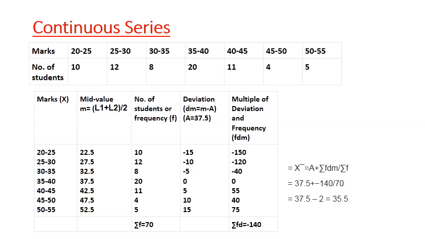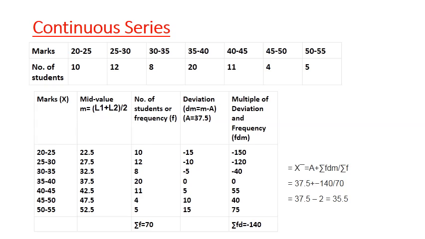20 into 0, 20. Sorry, 0. 11 into 5 it is 55. 4 into 10 it is 40. And 5 into 15 it is 75. And the summation of FDM it is 140. The formula for the calculation of mean is x bar is equal to A plus summation of FDM divided by summation of F, which is 37.5 plus minus 140 divided by 70, that is 37.5 minus 2, which is 35.5.